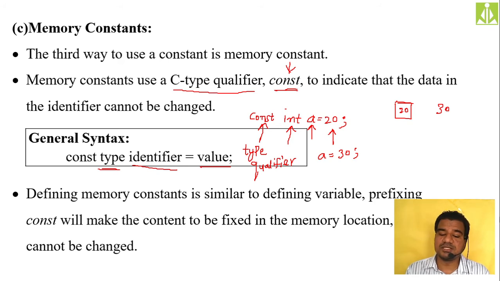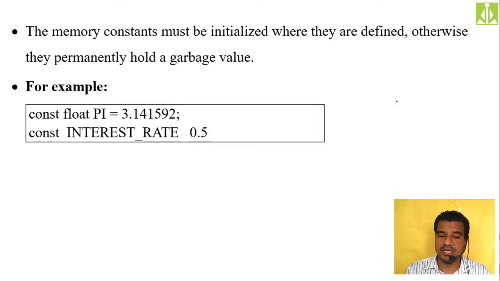Defining memory constant is similar to defining variable. Prefixing const will make the constant to be fixed in the memory location and cannot be changed. When you are creating the memory constant, it must be initialized when it is created. When it is declared, there only you need to initialize the memory constant value. You cannot leave the memory constant value uninitialized. If you make it uninitialized, then it will permanently hold the garbage value, meaningless value, unknown value, because once a memory constant is defined, it is not possible to change its value.